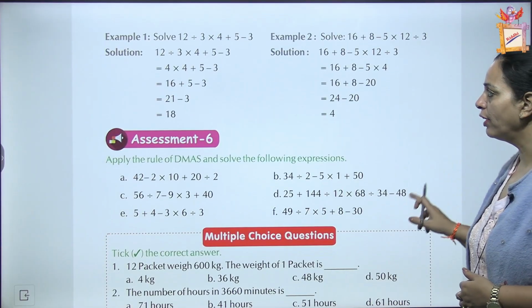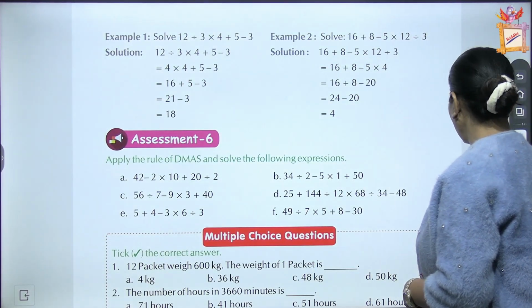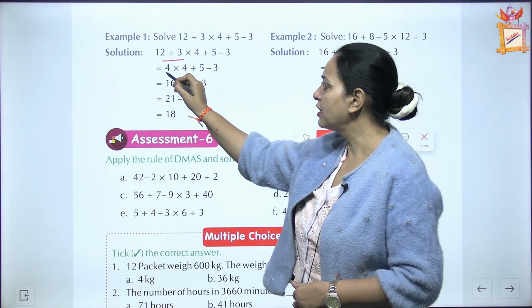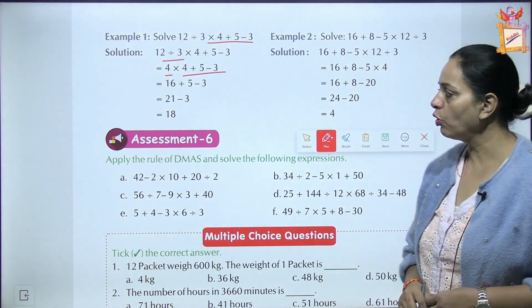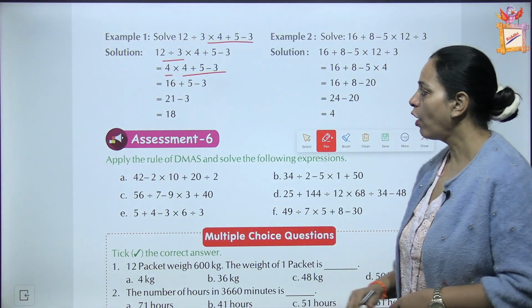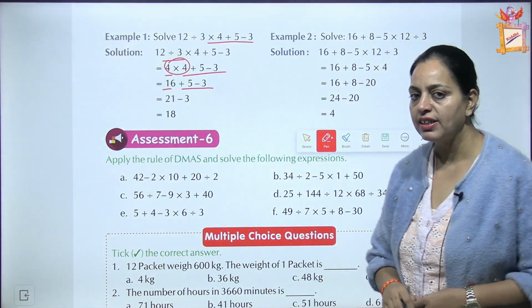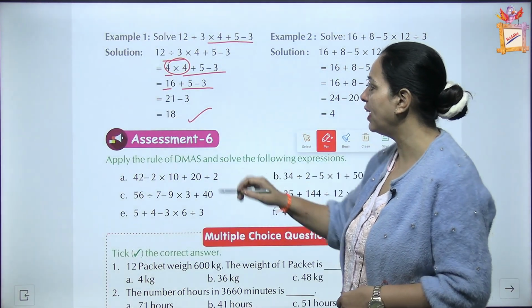See example 1, solve 12 divided by 3 multiply 4 plus 5 minus 3. So पहले division कर दें, this is 4 only and rest as it is. 4 into 4 plus 5 minus 3. Now multiply, 4 4s are 16, rest as it is. Now addition, 21 minus 3, answer is 18.